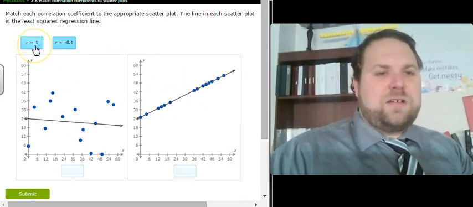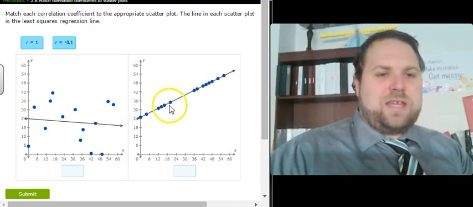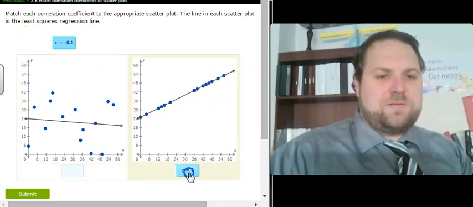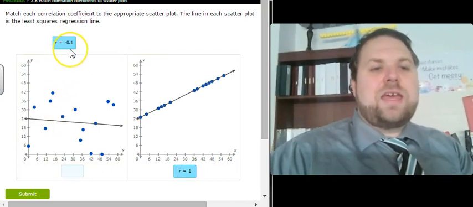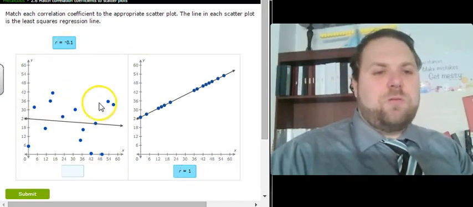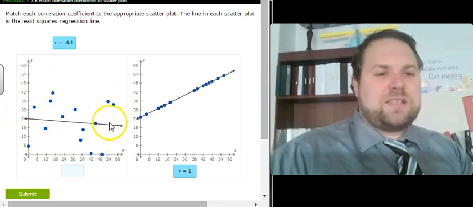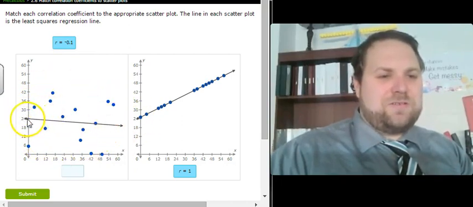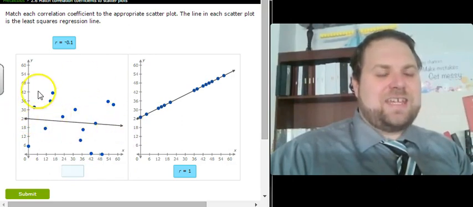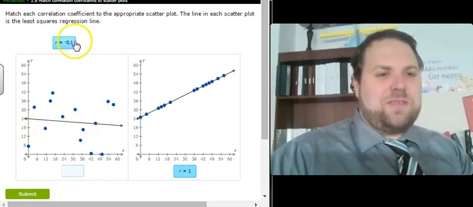I look at this one, r equals 1. Well, that would be the one that is very tightly matched to the line and has a positive slope. That's got to be right here. And r equals -0.1. So here you can see these dots don't really match up to the line hardly at all. There's just the very slightest hint of a negative correlation right there.